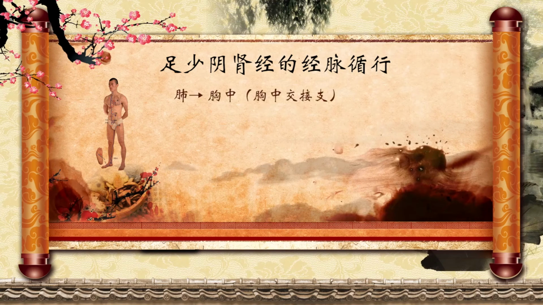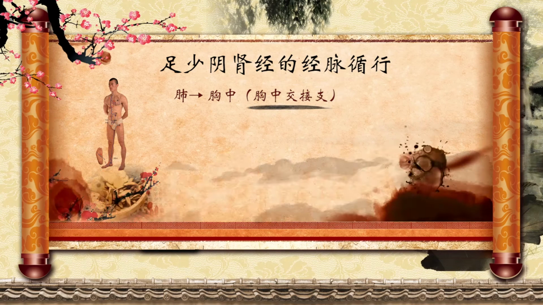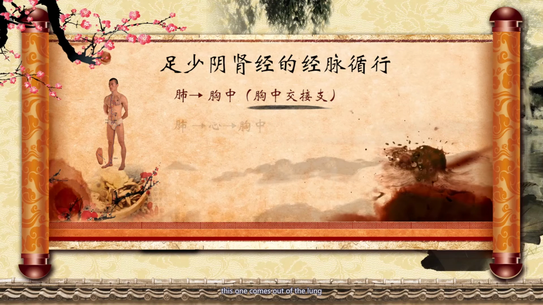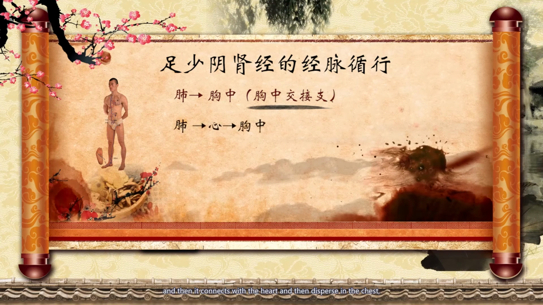The last one is a connecting branch, which comes out of the lung into the chest. We call it the connecting branch in the chest. This one comes out of the lung and then connects with the heart and then disperses in the chest.